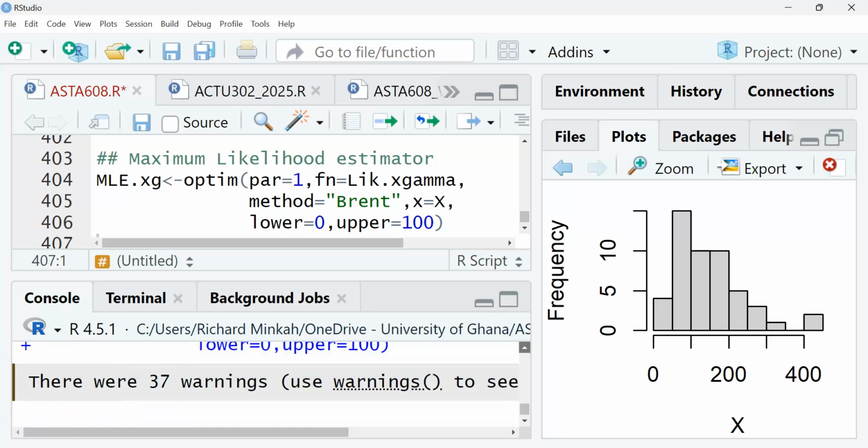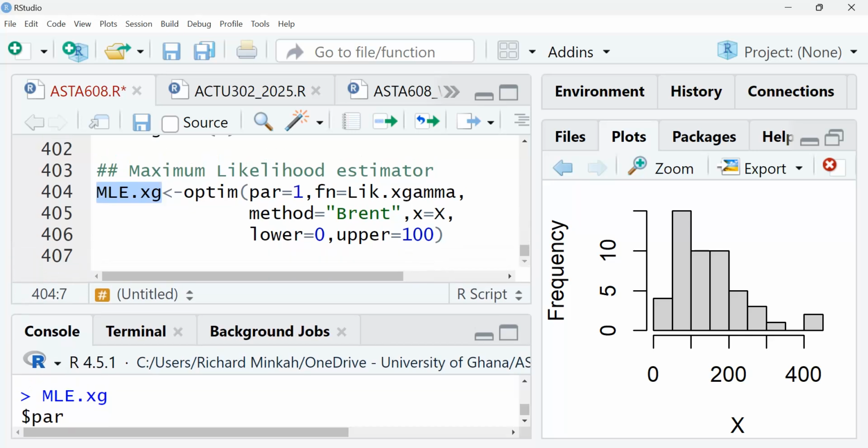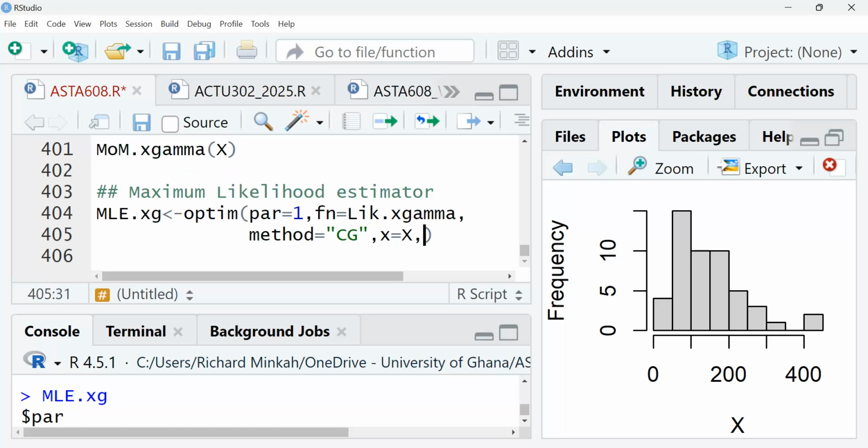Okay, I did not get any warning anyway. So let me see whether it worked. So here, it did not. Something is wrong. So it took the upper point. I'm going to use CG to see what CG is. Conjugate gradient. That will not need an upper and lower.